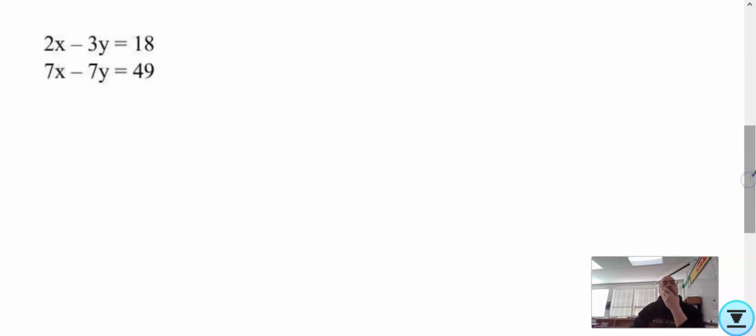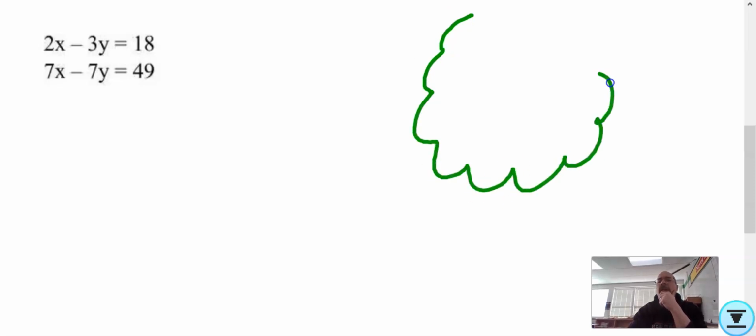All right, so we've got 2x minus 3y equals 18, and 7x minus 7y equals 49. Well, I can't change a 2 into a 7, or even a negative 7. I can't change a 3 into a 7. So I've got to do a little bit of thinking here. I need to decide which one I want to get rid of. I think I'm going to get rid of x.